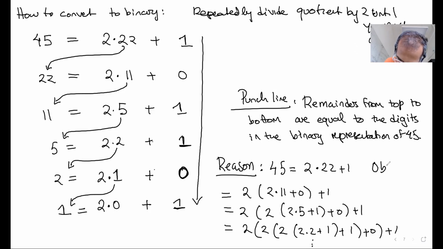The key point is that the ith remainder is multiplied by 2 to the i. So when we do this repeated division and record the remainders, we're actually recovering the coefficients in front of the powers of 2. I'm not going to formally prove this. We may formally prove it later, so skip the formal proof for now.